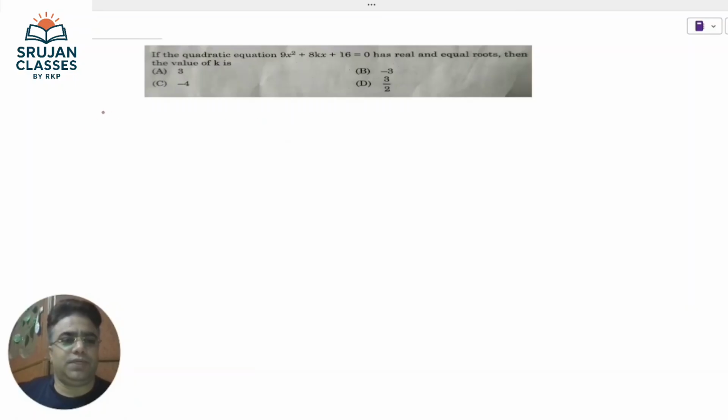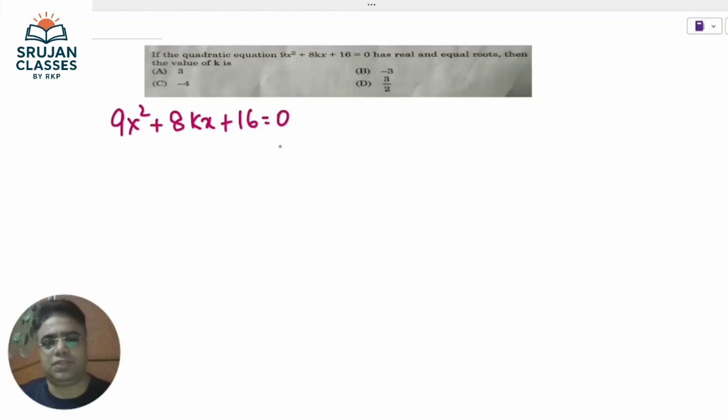Okay, so over here, the quadratic equation is given as 9x square plus 8kx plus 16 is equal to 0, and in this question the roots are real and equal, and we need to figure out the value of k, right? We have the options 3, minus 3, minus 4 and 3 by 2. Let's see what can be done in this question.